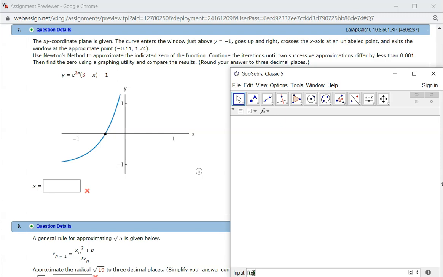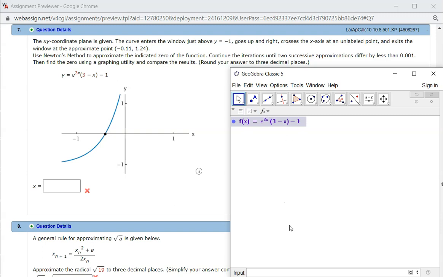So f of x is equal to e to the, so I'm going to type in exp, then you have a 3x, and then multiply by 3 minus x, then minus 1, then hit enter, right? So we have the function given here.